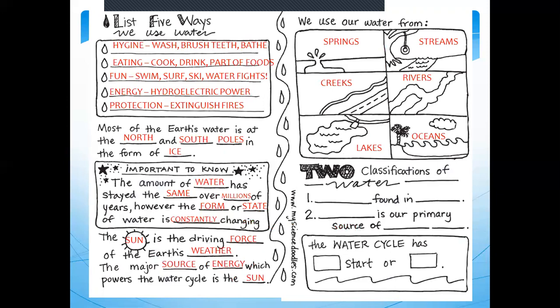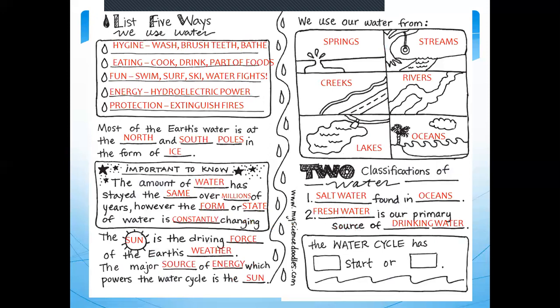Now, there are 2 classifications of water. We've already mentioned these. Let's just make sure they're in our notes. We have salt water that is found in the oceans, and we also have fresh water that is our primary source of drinking water, because it really is a bit of a hassle to desalinate the ocean water.